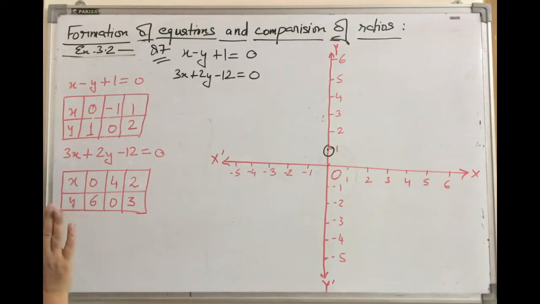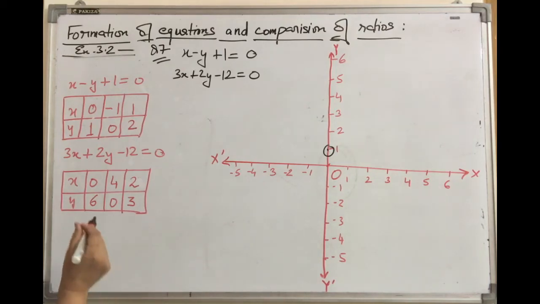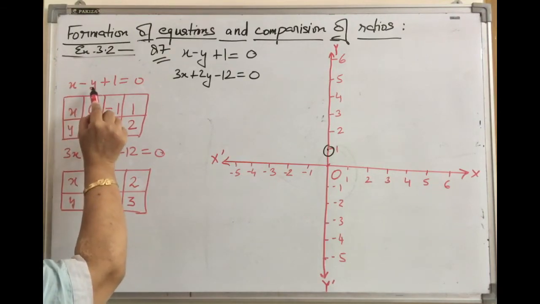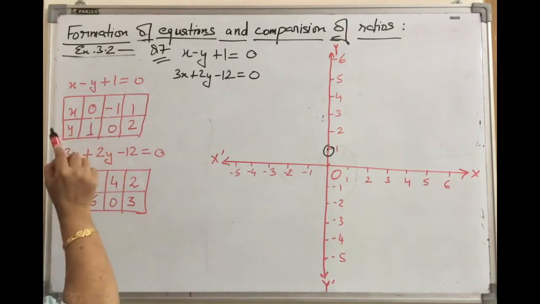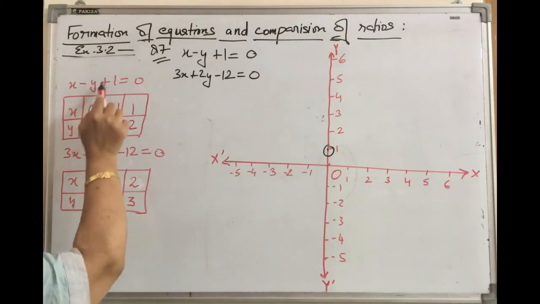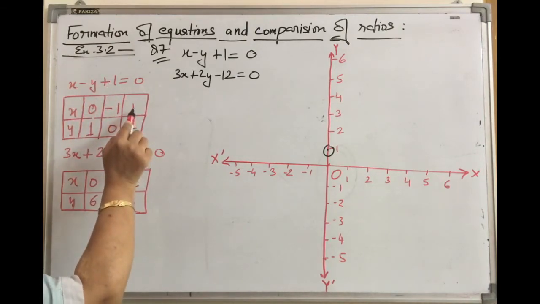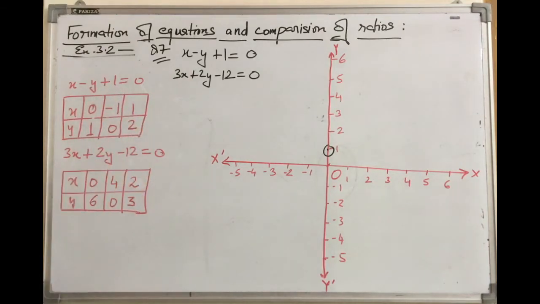Basically, to represent any graph, you need just 3 coordinates. Well, 2 coordinates can give you a straight line, but if you draw 3, it's more than enough. More than 3 points are not required. So when I took x as 0, the corresponding value of y, minus y plus 1 equal to 0, so y will be equal to 1. When I took y as 0, then the value of x is coming minus 1. Third case I took x as 1, 1 plus 1 is 2, so the value of y is 2.